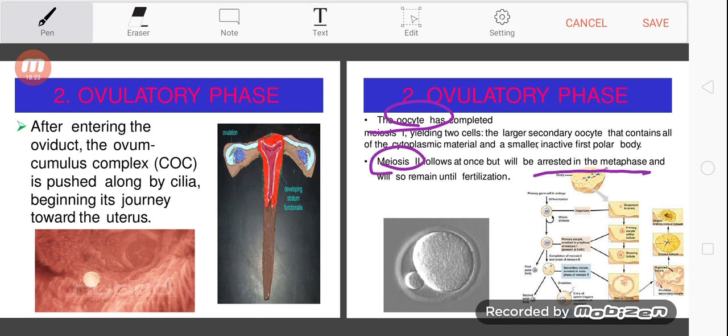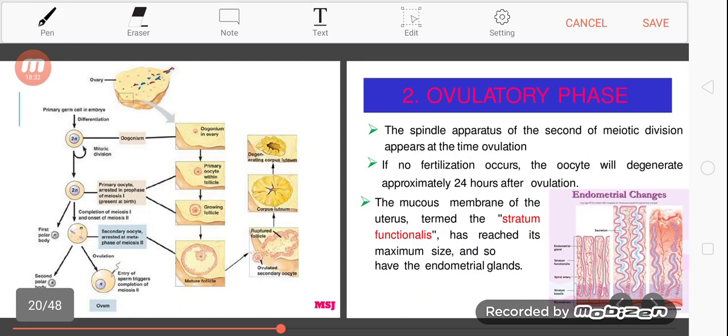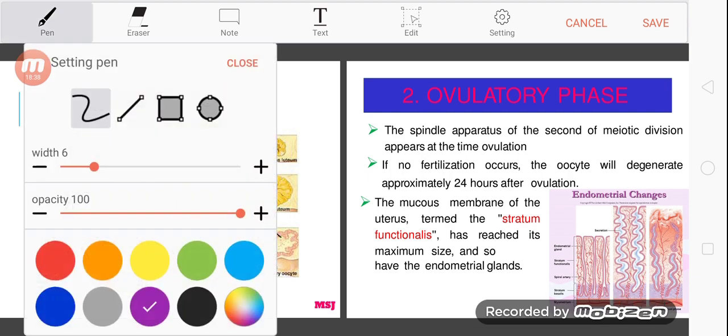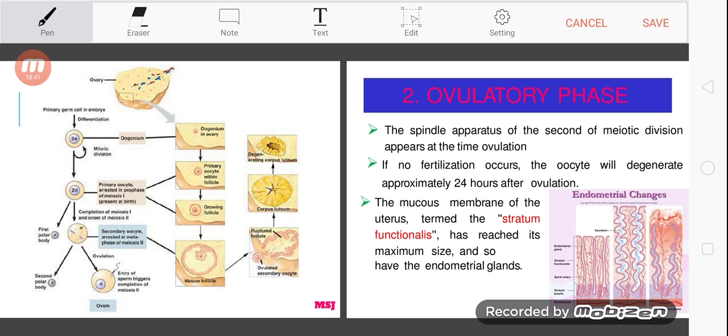So during ovulation, the released oocyte is arrested at metaphase 2, getting ready to complete meiotic division 2, right? The spindle apparatus already appears at the time of ovulation. If sperm is present and starts to penetrate, the penetration of the sperm will initiate completion of meiotic division 2. If no fertilization occurs, the oocyte will degenerate.